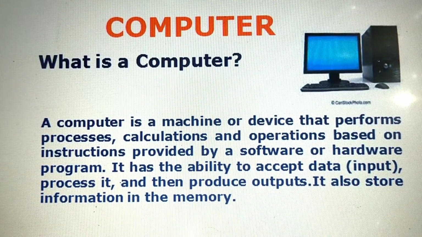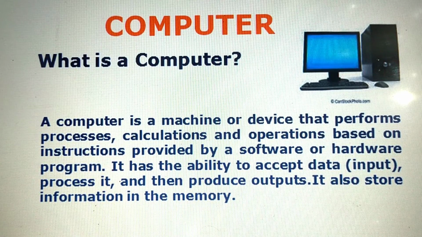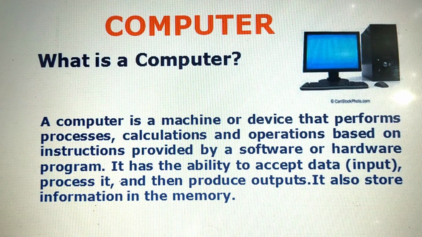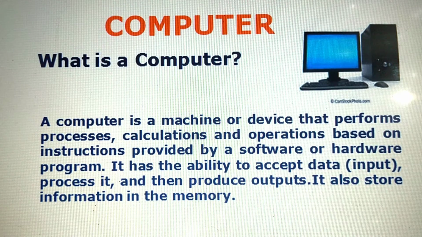What is a computer? A computer is an electronic machine or device that performs processes, calculations and operations based on instructions provided by a software or hardware program. It has the ability to accept data, that is input, process it and then produce outputs. It also stores information in the memory. So a computer is an electronic machine. It will do the work very fast. It can store the information for a long time. Those are the features of a computer.